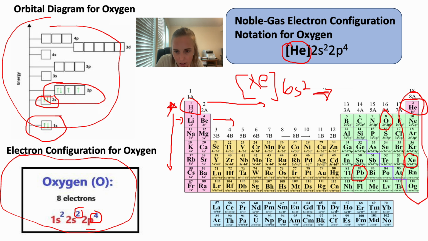Oh dear, that arrow is awful. We can finish from there. So 6s2, 5d10, 2p2. And that's way easier than having to start all the way at 1s2, 2s2, 2p6. So it's just like a shortcut method.